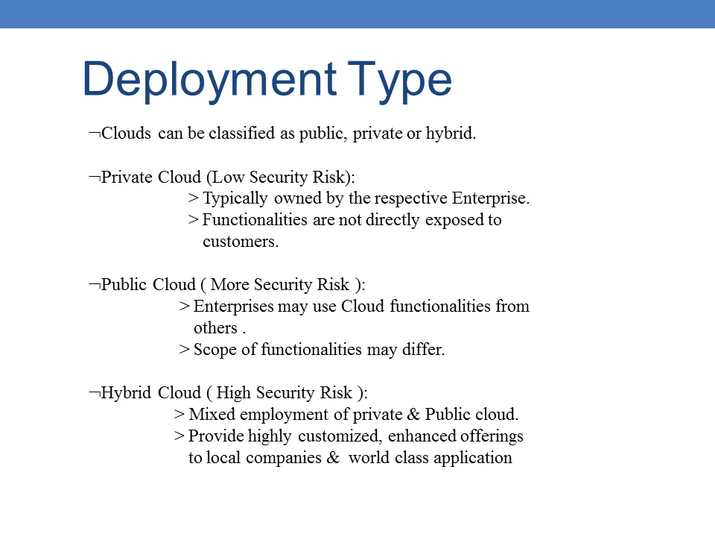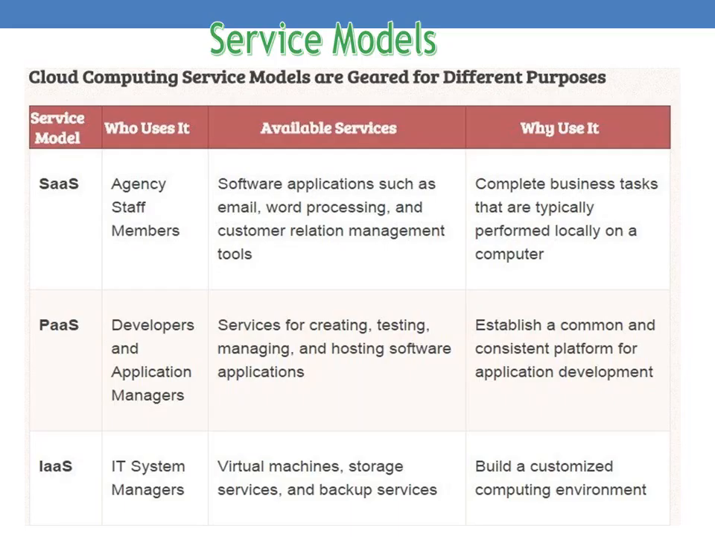The enterprise may use cloud functionalities from others. Scope of functionality may differ. A mixed deployment of private and public cloud is a hybrid cloud. It provides a highly customized, enhanced offering to local companies and world class applications. Service models: SaaS and PaaS, for agency staff members and developer application managers.